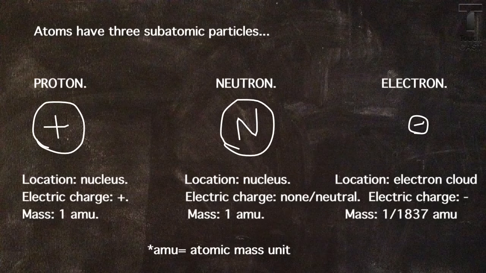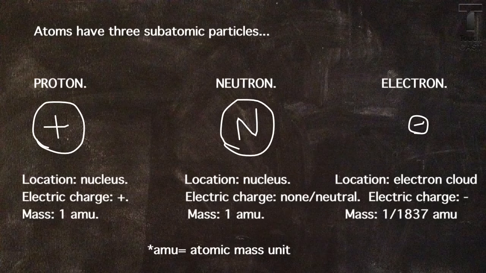Now, you also have a neutron. In the same location that you find a proton, you find a neutron. So inside of that central location in the atom, it's called a nucleus, we find a neutron. Now, the neutron doesn't have an electrical charge, so you will refer to it as a neutral charge or no charge. And the neutron is about the same size as a proton, and the mass is about 1 AMU or 1 atomic mass unit.